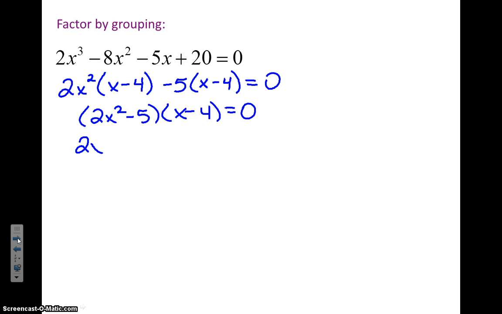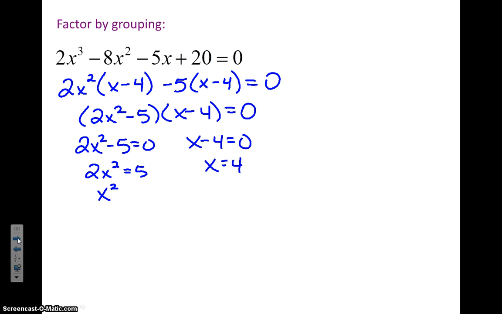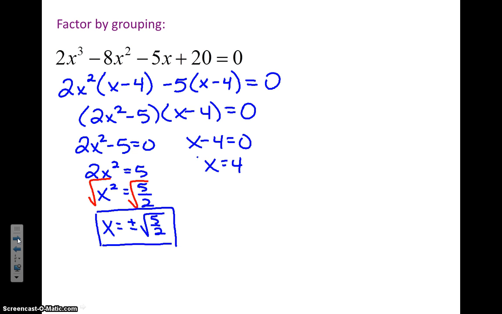If I solve each of those, 2x squared minus 5 equals 0, and x minus 4 equals 0. This one's pretty easy. This one comes out to be x equals 4. Here I'm adding 5 to both sides, so 2x squared would equal 5. When I divide by 2, I get x squared equals 5 halves. And when I take the square root to solve for just x, I get that x equals plus or minus the square root of 5 halves. And so I have two solutions right here and one solution here, giving me a total of 3 solutions. If you look back at the original problem, it had a degree of 3, and so we should have those 3 solutions. So we found that.